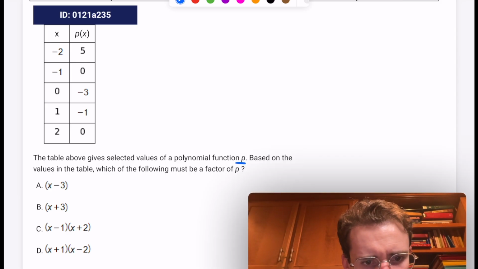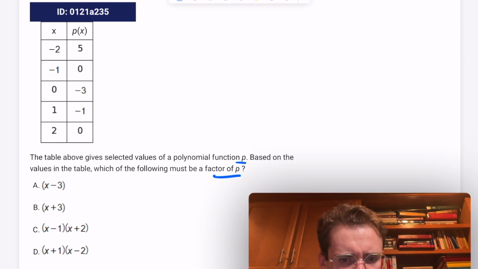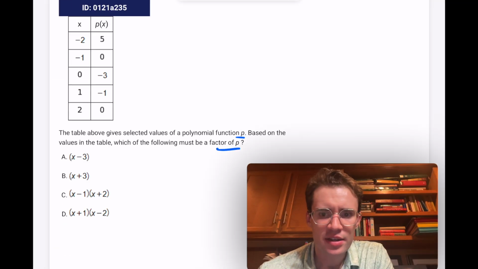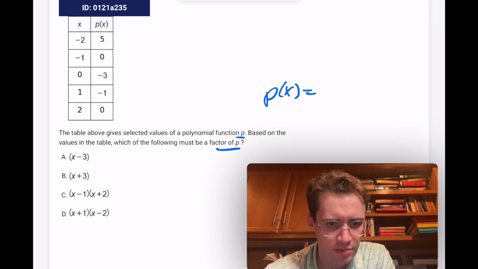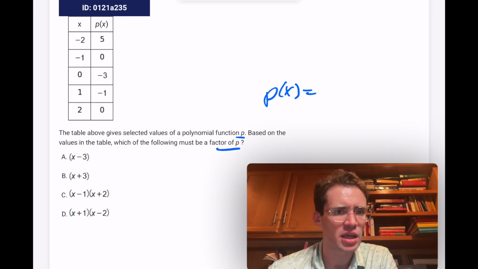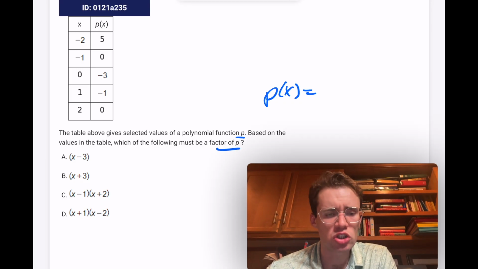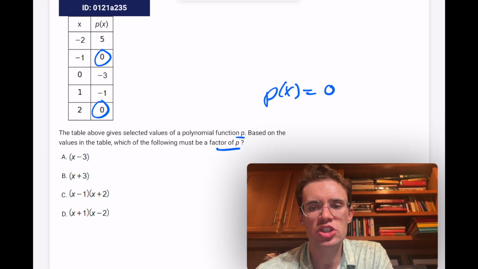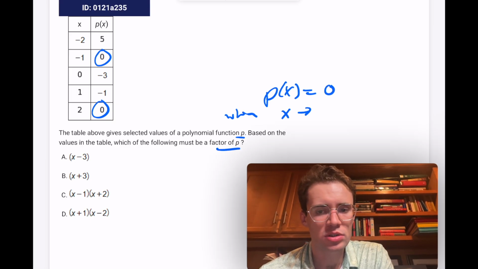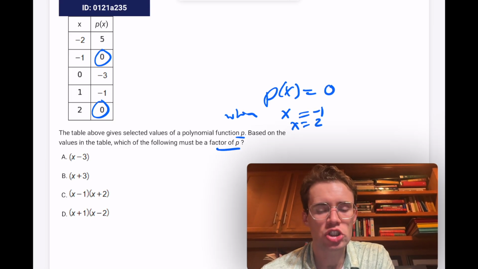Based on the values in the table, which of the following must be a factor of p? So if p of x is equal to something times a factor, meaning what do you have to multiply to get p? The way you could do that is knowing when the output is 0. So p of x equals 0 when x equals -1 or when x equals 2.